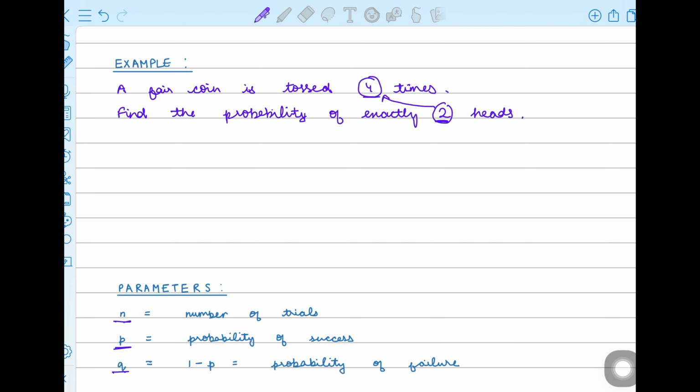Now, getting to the question, n is 4, p is 0.5 and x is 2. p is 0.5 since a fair coin is tossed, which gives an equal probability of heads or tails.